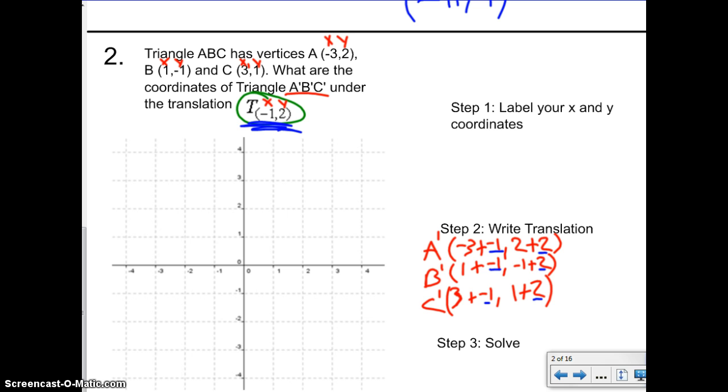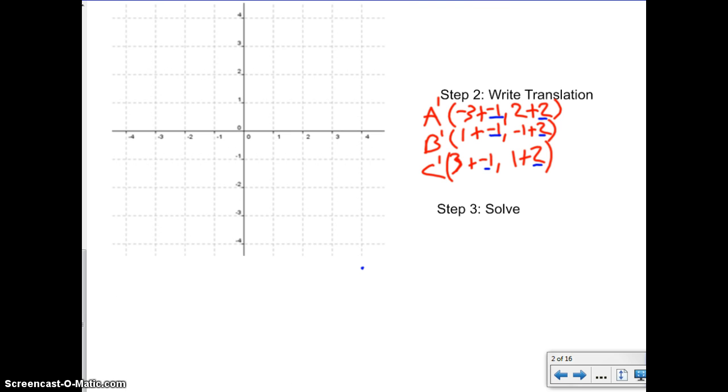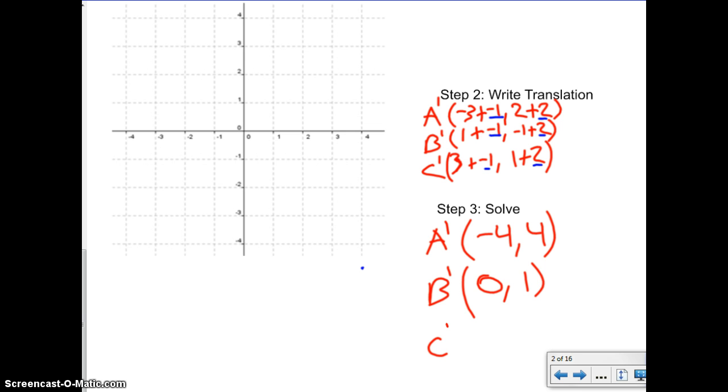And then for step 3, we know we just solve them. In this case, we just write it a little neater. So our final answers are: A prime is -4, 4. Our B prime is 0, 1. And our C prime is 4, 1.